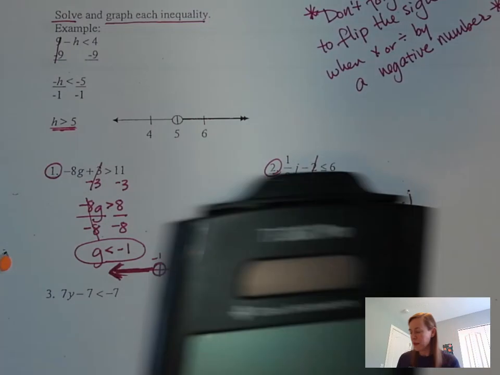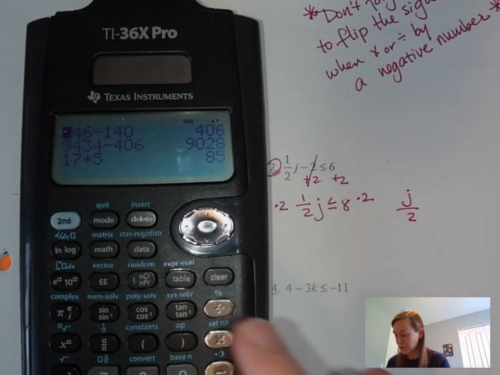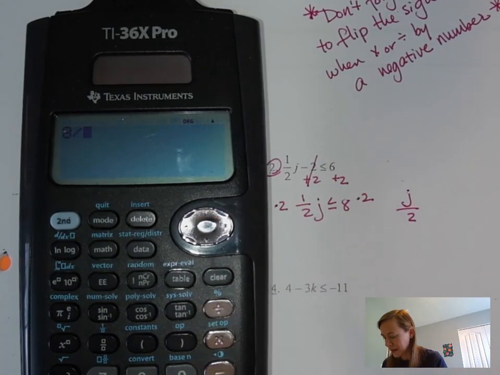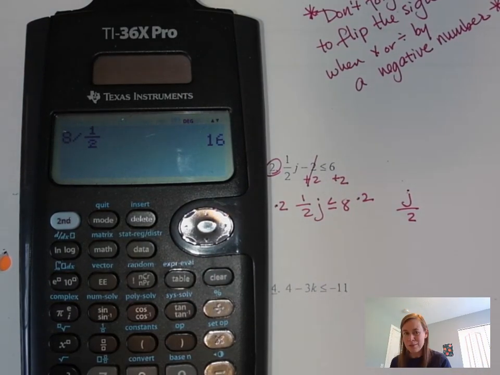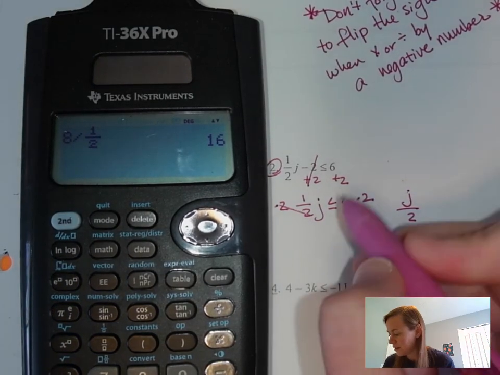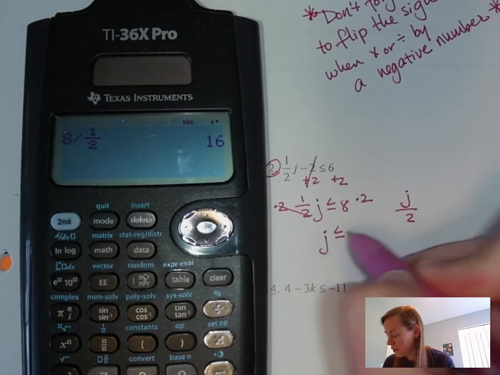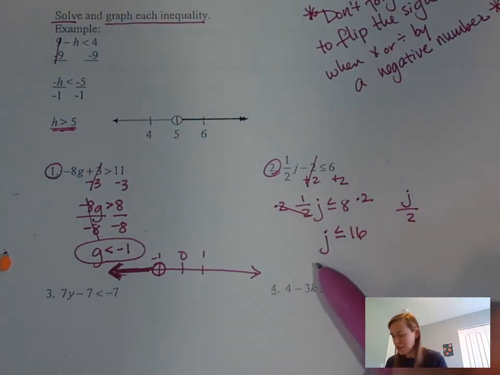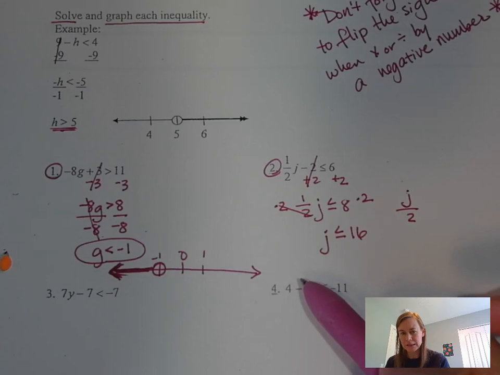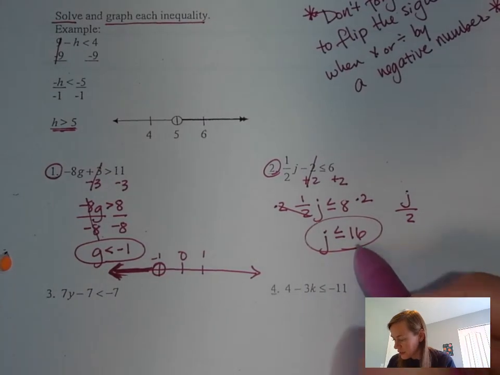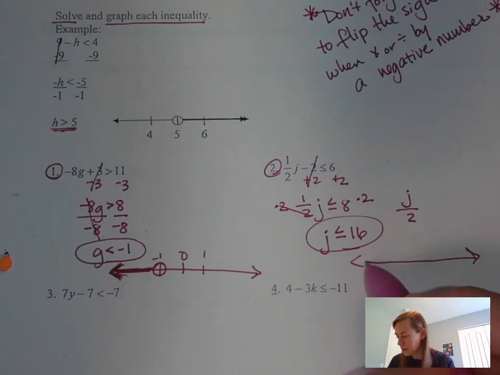Now, if you wanted to do divided by half, you could do that too, maybe on your calculator. You would know it cancels over here, and over here, 8 divided by 1/2 is going to give you the same thing as 8 times 2. So if it's easier for you to think of it that way, that's totally fine. Okay, so j is going to be less than or equal to 16. Did I need to change my sign around, just to double check? I didn't need to this time because I didn't multiply or divide by a negative number. So this is my answer, and now I've just got to put it on my number line.